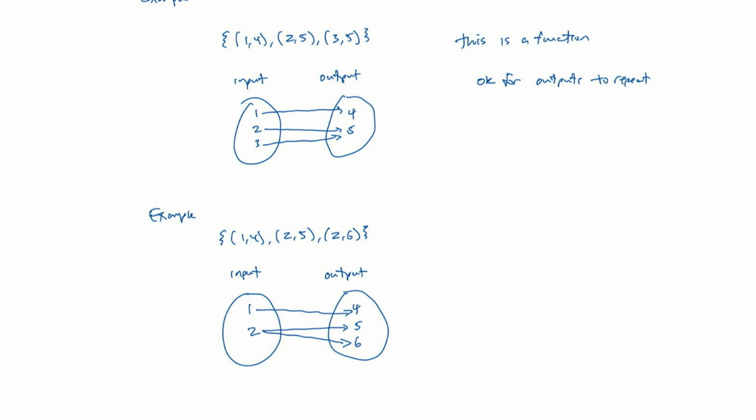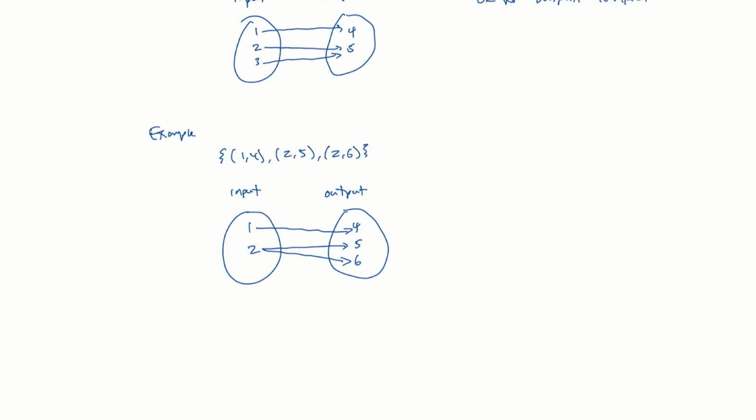Uh-oh, this is no good. Okay, so this is not a function. Right? Input 2 has two different outputs, 5 and 6. And so it's not okay for the inputs to repeat. If they do, it's not a function. So let's say not okay for inputs to repeat. It will not be a function.